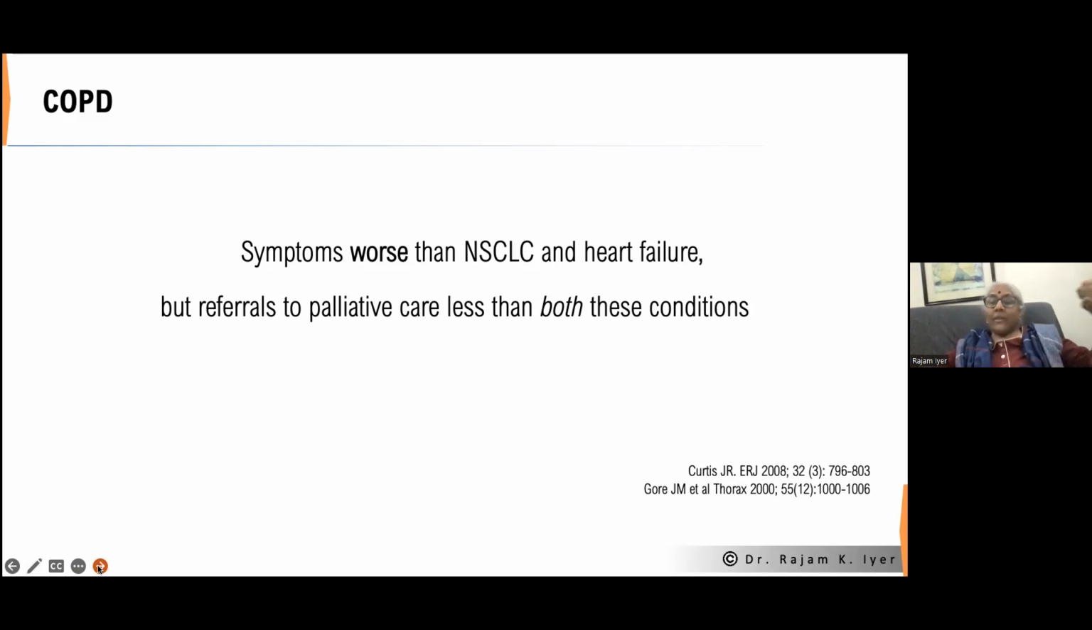The elasticity of the lung is lost, because essentially of smoking, but also domestic pollution and occupational hazards, etc. So the elasticity of the lung is lost. Therefore, the lung doesn't recoil. Typically, therefore, there is hyperinflation. Air goes in, but air doesn't come out. So air sits, and the residual volume keeps increasing.